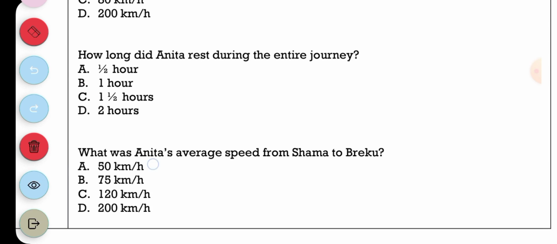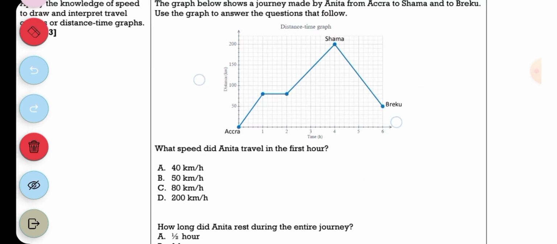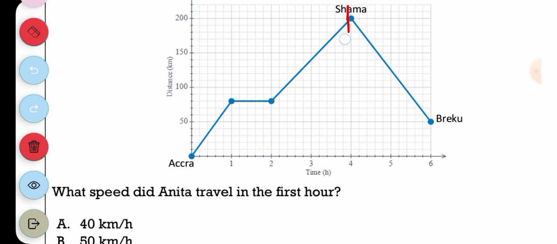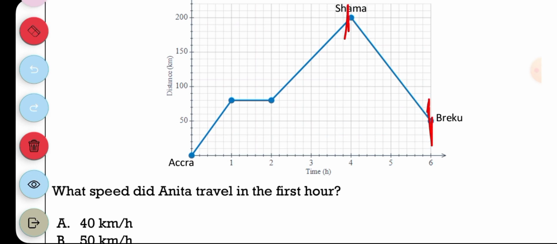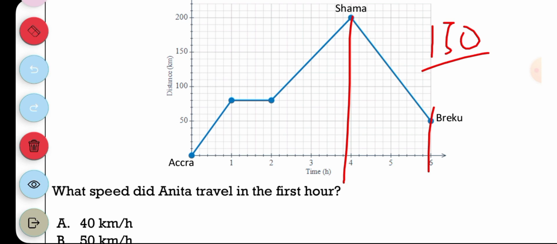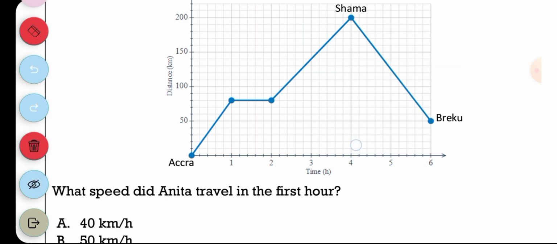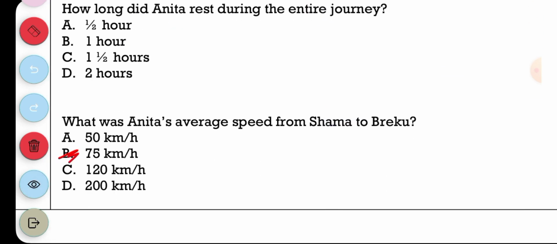And then it says, what was Anita's average speed from Shama to Breku? Shama to Breku, her average speed. So we go back to the graph, from Shama to Breku. This is Shama and this is Breku. So you subtract the initial from the final. The final distance was 50 and then the initial was 200. So 50 minus 200, you end up with negative 150, which is the distance, divided by the time, the change in time. The initial is 4 and the final is 6. So 150, or negative 150, over 2, which will give us 75 at the end. So we have B, 75 kilometers per hour.